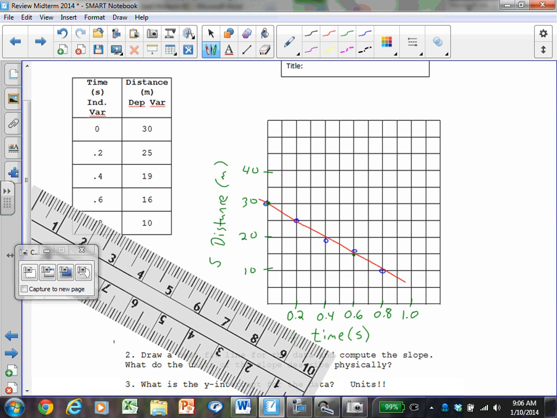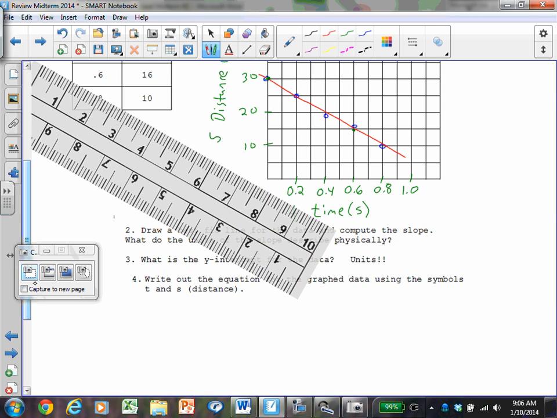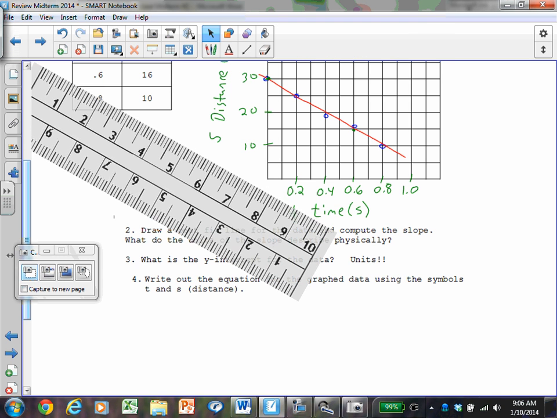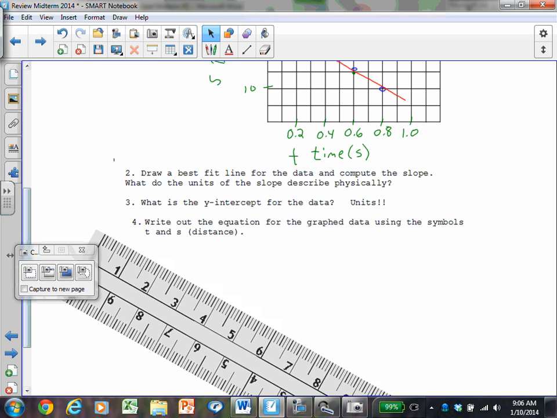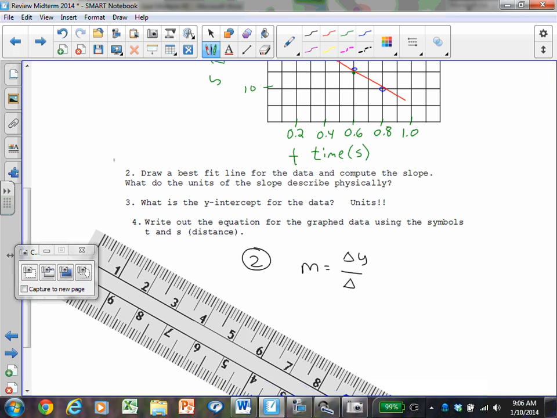So draw a best fit line for the data. What are the units of the slope? And compute the slope. Let's compute that first. So the slope is change in y over change in x: y2 minus y1 over x2 minus x1.